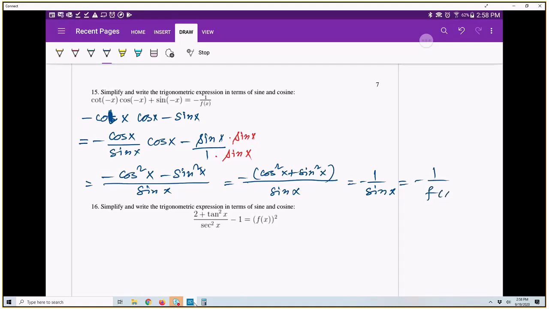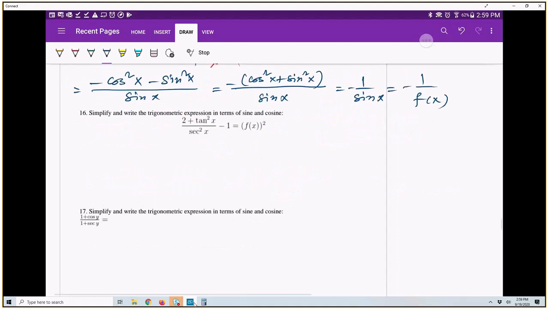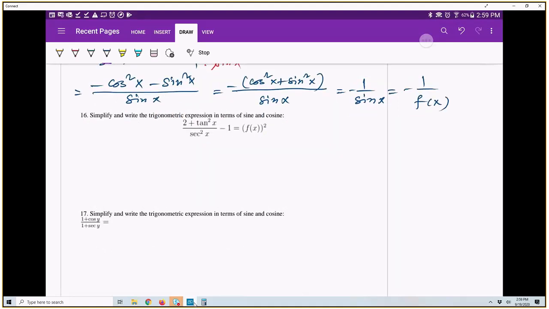So if someone asks you, what is the function f(x)? Your answer is going to be f(x) is sine x. Just comparing, you would say f(x) is equal to sine x. And again, simplify and write the trigonometric expression in terms of sine and cosine. And I have to have my answer in the form f(x) squared. So the question will be, what is f(x)?